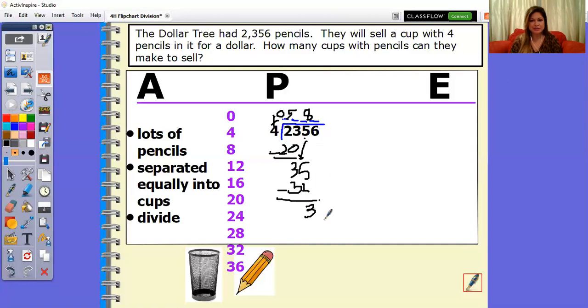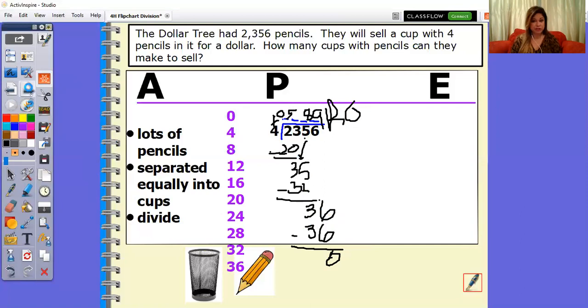So I bring down the 6. 36 divided by 4. Ooh, my 36 is here, so that must be 4 times 9. I put my 9 here. 9 times 4, 36. This is my traditional algorithm for long division. And I have my answer, remainder 0. That's a 0 right there. Okay, whew, that looks a little messy.